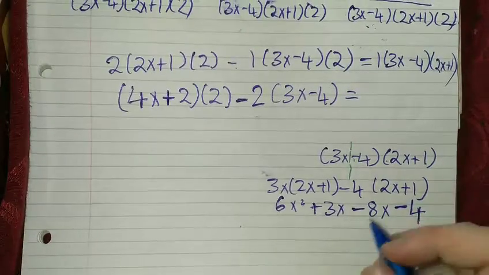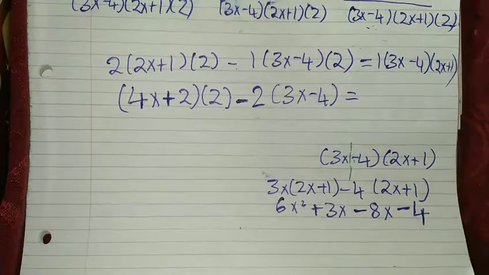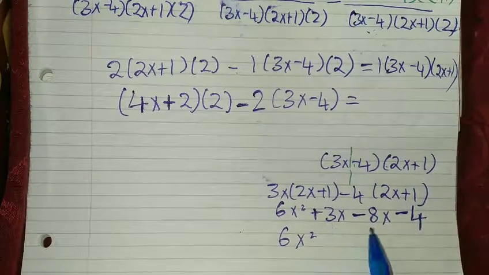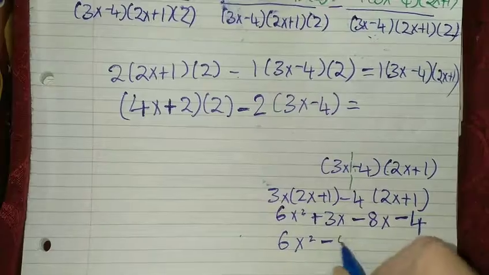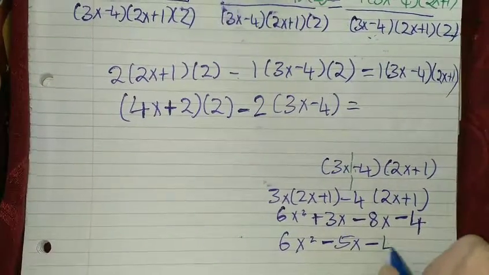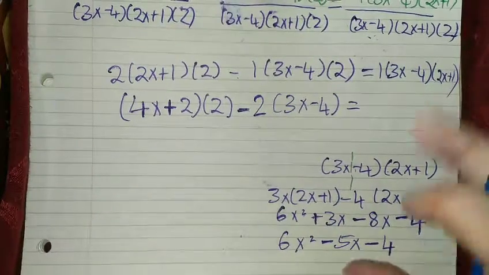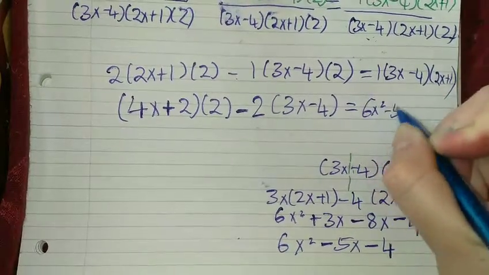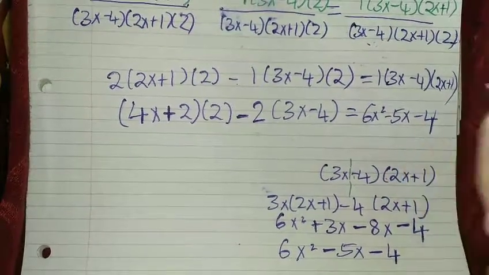So now I might group together the two x terms. So 6x squared, and then I have 3x minus 8x, so that's going to be minus 5x, minus 4. So I can put that back into this place here: 6x squared minus 5x minus 4.